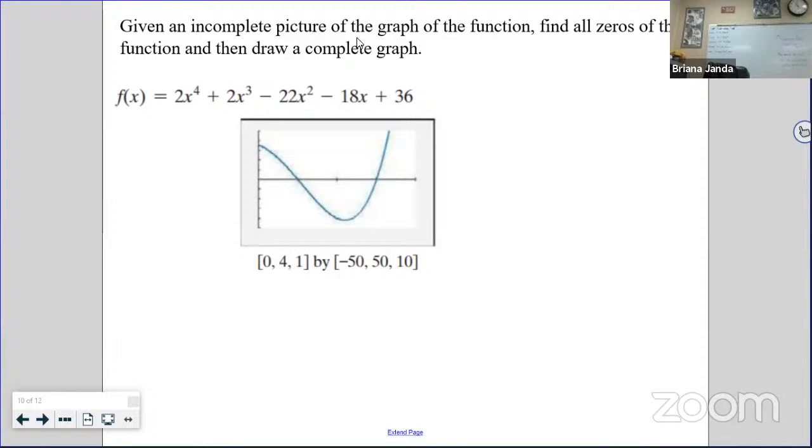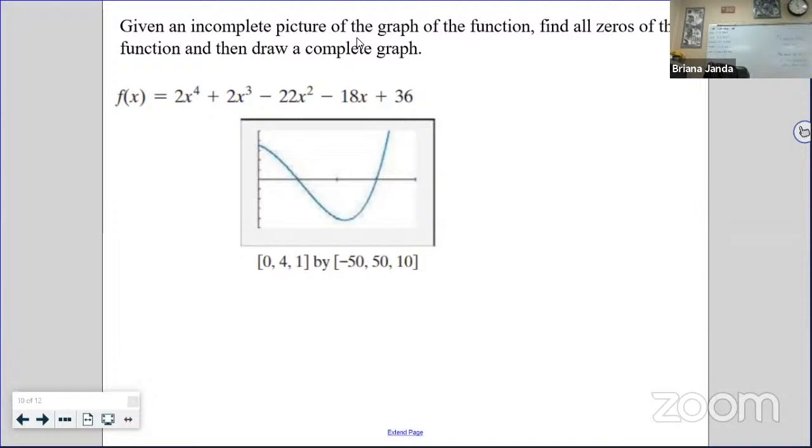So we're going to pretend that we don't have a calculator. I could go through my list of plus or minus p over q's or plus or minus factors of 36 over factors of 2. That list would be incredibly long. 36 has a lot of factors, okay? But I don't have to. Based on the fact that they gave me a little picture, it's not the whole picture of the whole graph, but based on the fact that they gave me a little picture of that graph, what can I learn from that?